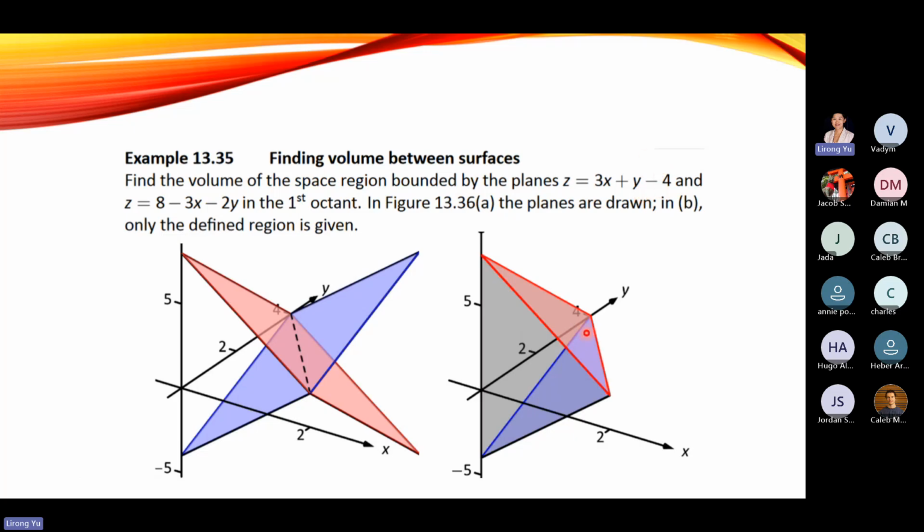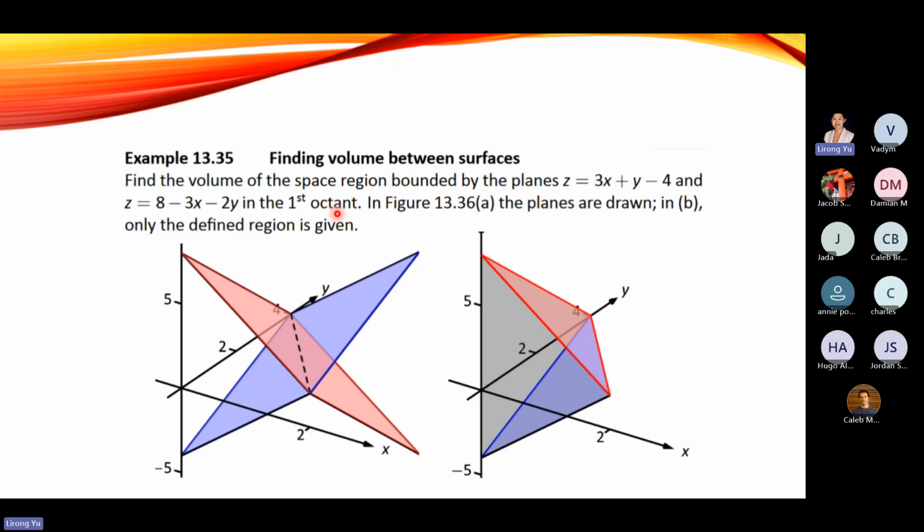That is the purple one. At the z-axis, it reaches -4. That's why I know that one is this plane. And then the top plane is the second equation, which is z equals 8 minus 3x minus 2y. So when x equals 0 and y equals 0, z equals 8. So that's 8 on the z-axis, reaching a higher point. The question says we want to find the volume between these two in the first octant.